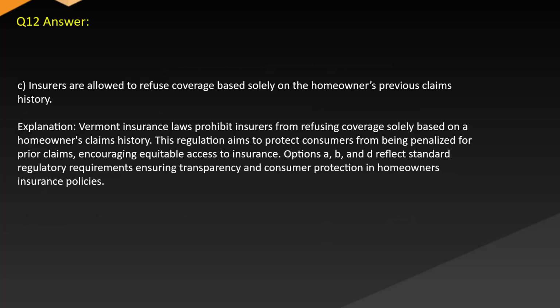Answer. C. Insurers are allowed to refuse coverage based solely on the homeowner's previous claims history. Explanation. Vermont insurance laws prohibit insurers from refusing coverage solely based on a homeowner's claims history. This regulation aims to protect consumers from being penalized for prior claims, encouraging equitable access to insurance. Options A, B, and D reflect standard regulatory requirements ensuring transparency and consumer protection in homeowners insurance policies.